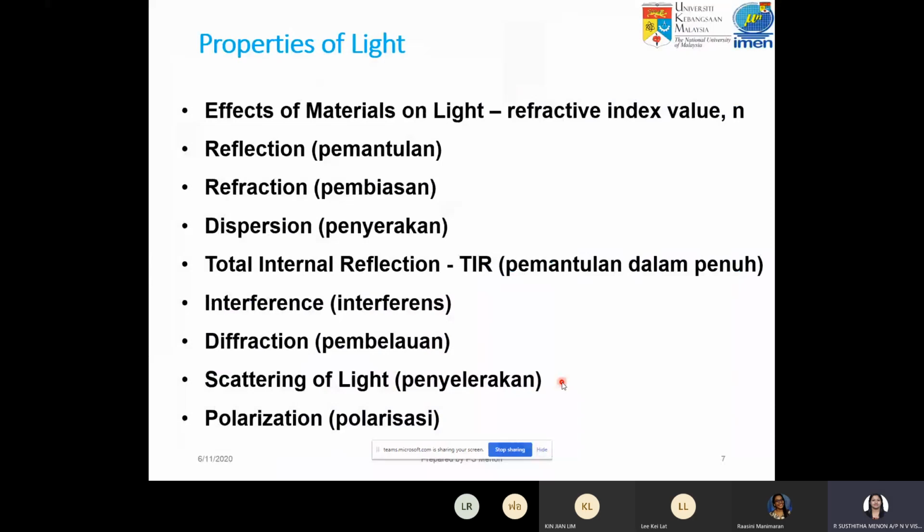so moving on, these are some properties of light. The effects of materials on light are mainly dependent on the refractive index value. I hope from your previous classes you still remember the meaning of refractive index. Reflection, or pemantulan in Malay; refraction, pembiasan; dispersion, penyerakan; total internal reflection, TIR, pemantulan dalam penuh; interference; diffraction, pembelauan; scattering of light, penyerakan; and also polarization, which is polarisasi.